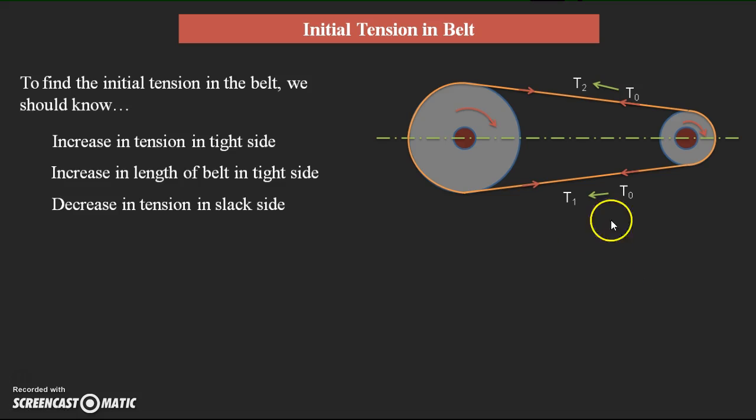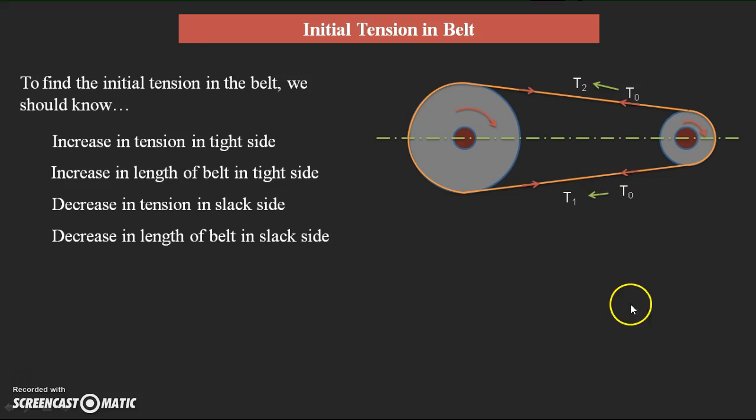These two increments are on the tight side. Again on the slack side we face a decrease. We need to find the decrease in the tension on the slack side. It decreases from T0 to T2, initial and final, so the difference between these two gives the decrease. Similarly, the belt will be compressed, so we need to find the decrease in the length of the belt on the slack side. One by one we find these, then we go for the formula for T naught.